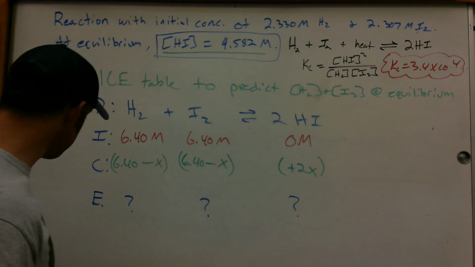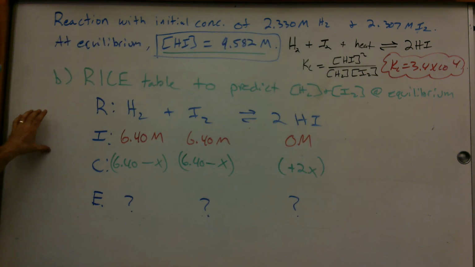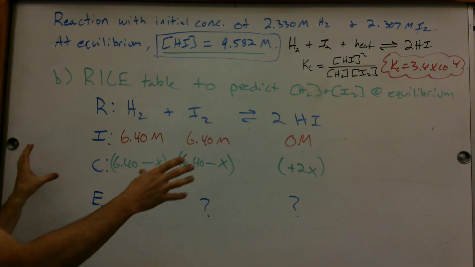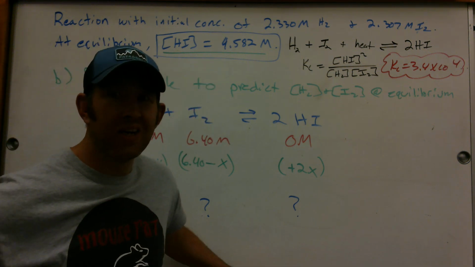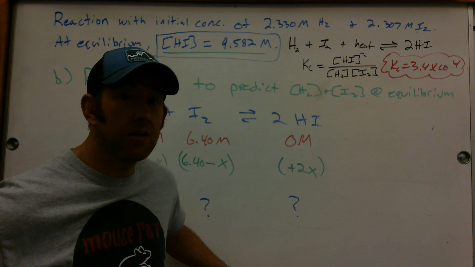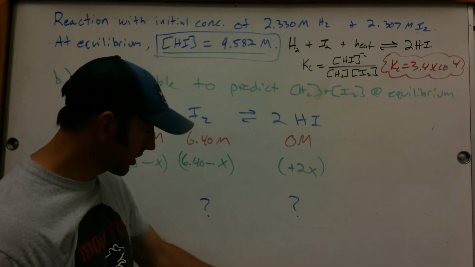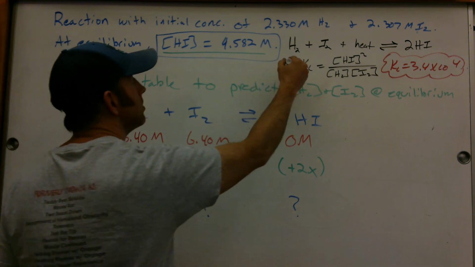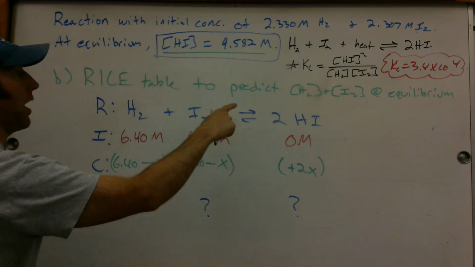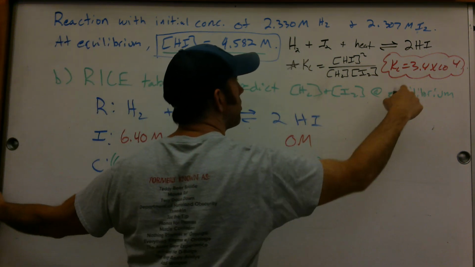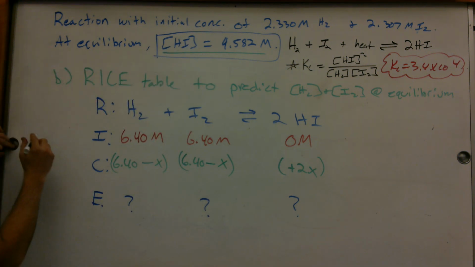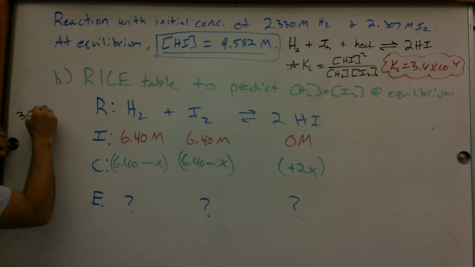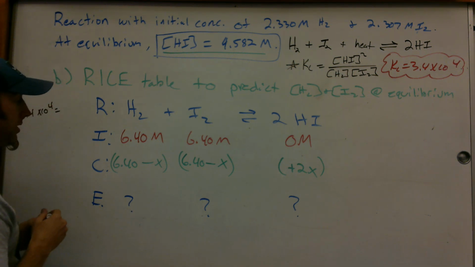I'm going to write a little bit smallish off to the side, in order to run all this on one board. There's a lot of math happening here, so hopefully this works out for us. But my equilibrium expression right here. So I know Kc is 3.4 times 10 to the 4th. So I'm going to say 3.4 times 10 to the 4th is equal to, that's not going to work.